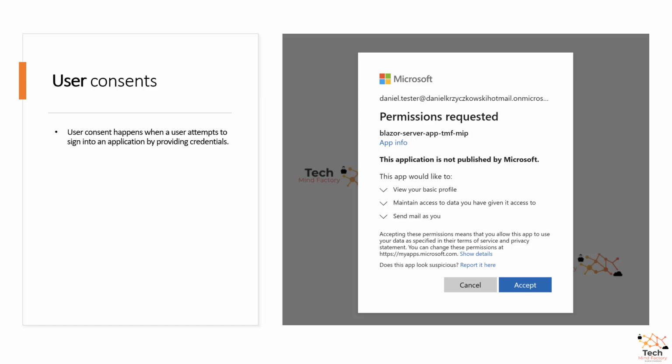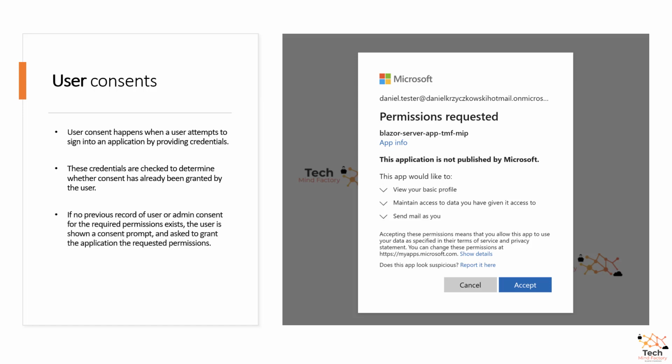User consent happens when a user attempts to sign into an application by providing credentials. This screen is always displayed in the authentication operation for applications secured by Azure Active Directory. And the credentials provided by the user are checked to determine whether consent has already been granted by the user. If no previous record of the user or admin consent for the required permissions exists, the user is shown a consent prompt and asked to grant the application the requested permissions.